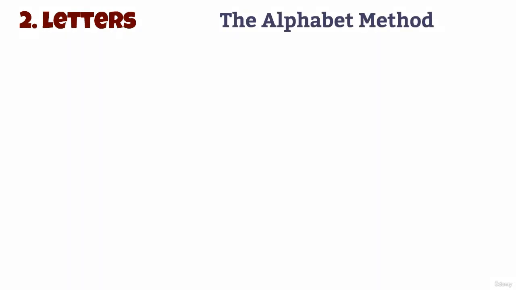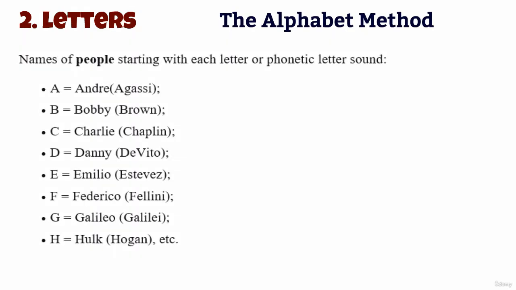The next type of peg method is known as the alphabet method. This technique involves making a code of 26 things that start with each letter of the alphabet, so the alphabet peg list contains 26 pegs, one for each letter of the alphabet. The alphabetical list of code may contain names of people starting with each letter or phonetic sound.